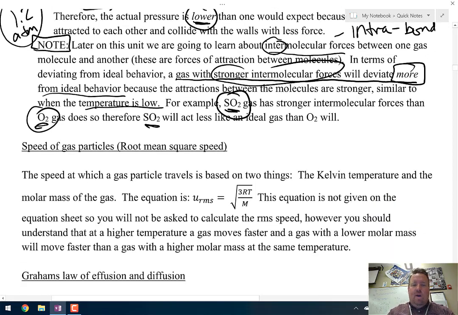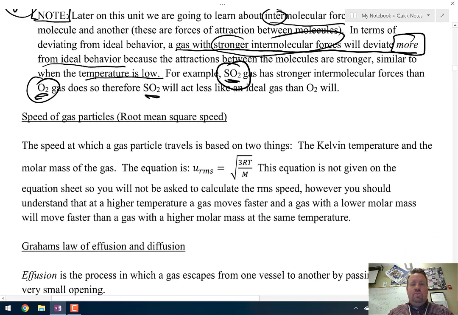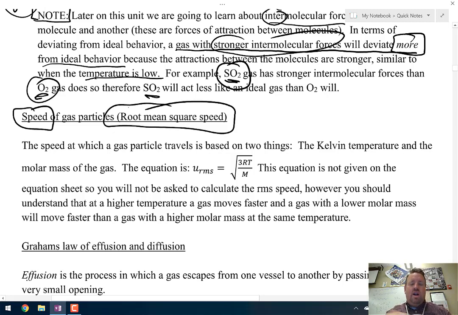Now, many times this relates to how fast the molecules are moving. A lot of times when we talk about how fast something's moving, we talk about its speed. In chemistry, the fancy term for how fast or slow a gas is moving is the root mean square speed. The equation is u_rms, where u stands for the speed and RMS stands for root mean square. You'll notice this equation is not given on the equation sheet, so you're not going to be asked to calculate the speed of one molecule versus another.